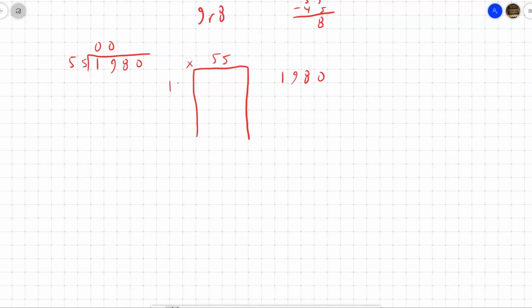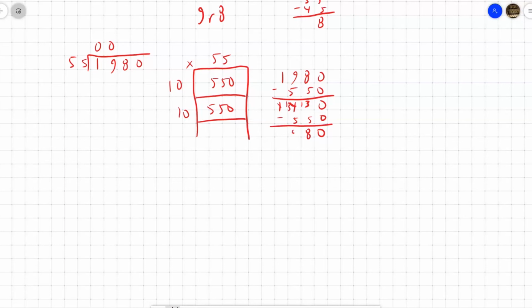I know that 10 times 55 is 550. I know that fits in there. Let me subtract out 550. And I know that I can do that again. So another 10. Alright, so let me extend this out because it's obvious I'm going to need more space. And I could do that another time.